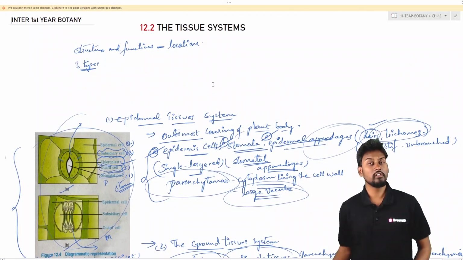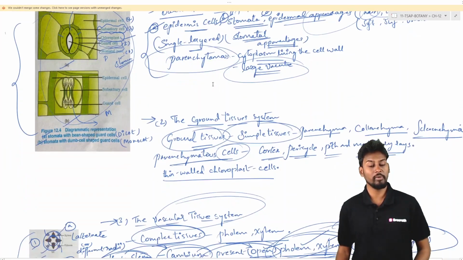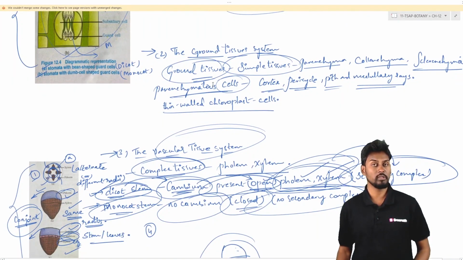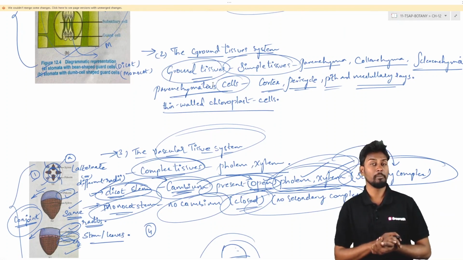This is the ground tissue which makes up the tissue systems, that is the epidermal tissue system, the ground tissue system, and also the vascular tissue system. So these are the three tissue systems generally present within the plant.